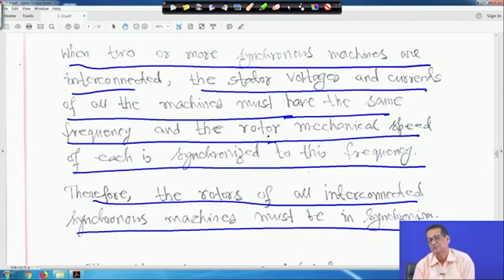So all will be in synchronism, but all the time, due to some small disturbance, the speed is slightly varying, changing very little, this way, that way, plus minus, right. But they will never lose synchronism, or they will never fall out of step, right.